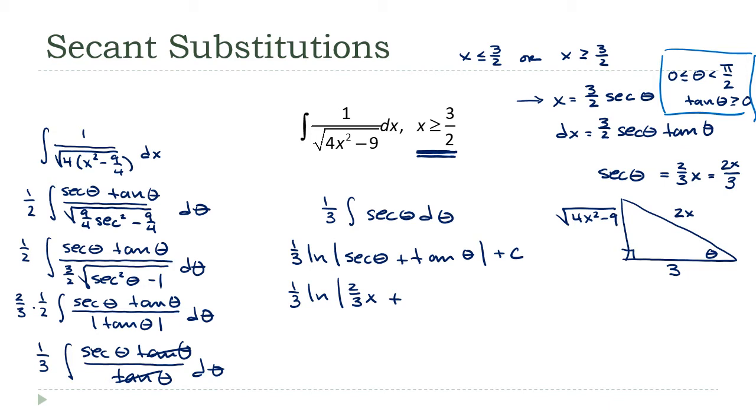Excellent. Now I know what the tangent is. The tangent is the square root of 4x squared minus 9 over 3, plus a constant. And that's it. We're done. All the thetas are gone. We're back in terms of x. That's going to be what this integral evaluates to. And I really want to emphasize the restriction on the x's, right? If you try to do a definite integral with this, you can only evaluate it from and to values greater than 3/2.